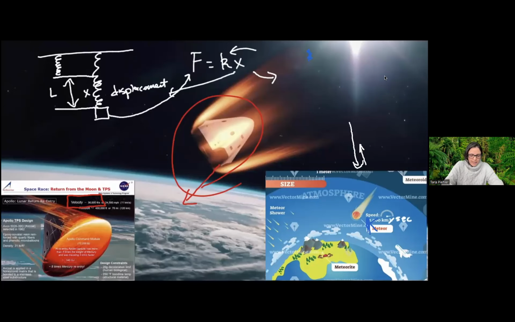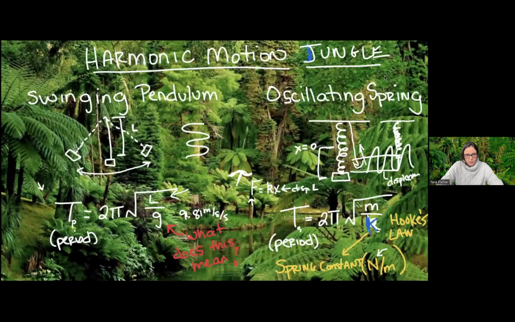Now, if you want to find K, we can rearrange the equation, right? And now we can have force over X equals your spring constant. And when you have your spring constant, you can now plug it into this other equation. This is what you will be doing in your breakout rooms, so make sure you have all these equations.